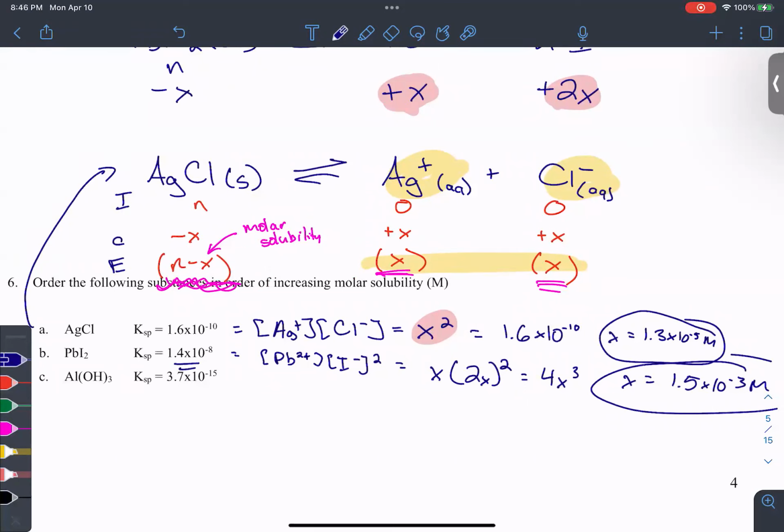Which one has a higher molar solubility, meaning more moles of the compound can go into water? The lead iodide, yes. More of lead iodide can go into water because its concentration is 10 to the negative 3, not 10 to the negative 5. All right, let's see if we can do the aluminum hydroxide one without drawing out the ice table.